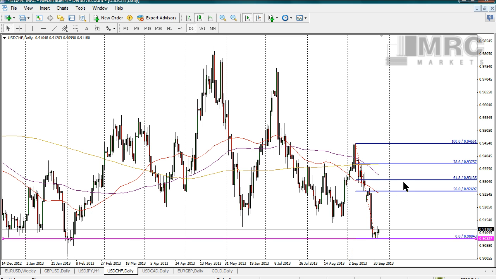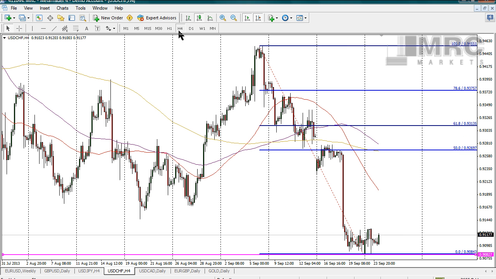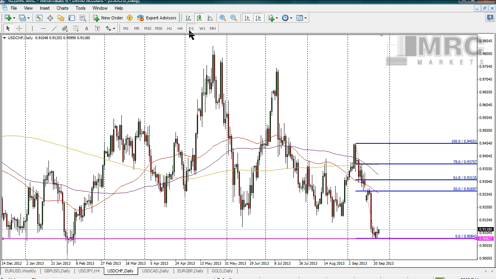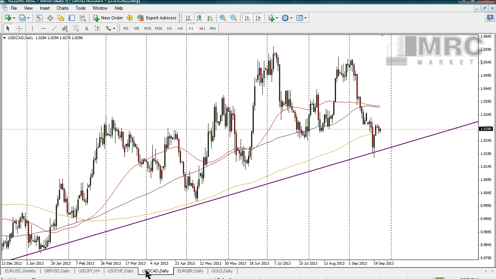It looks like it wants to come back up, perhaps test the 50%, which could include one of the moving averages, where you could get an interesting bit of confluence with the moving average and the fib line, and then sellers could perhaps come back in. So that would be my focus on the dollar Swiss for this week. The four-hour has nothing major of interest, so just keep it on the daily on that one.